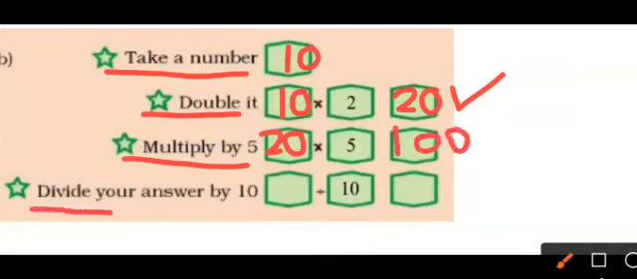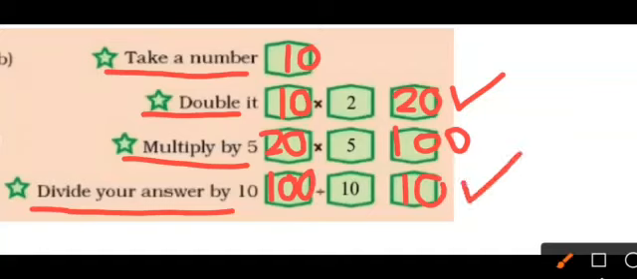Then divide your answer by 10. Means 100 divided by 10. We will get the answer 10. Now just check the answer. Here the answer is 10, the number that we took previously. Here you can check. Previously I took the number 10, and I got that here. This is the surprise of numbers in this pattern.